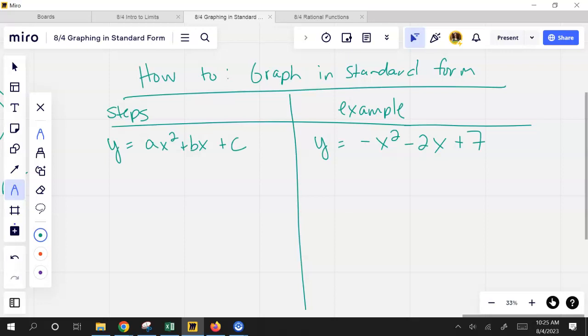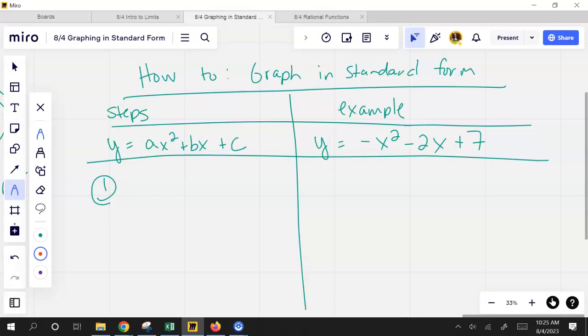No, the first, I'll put a number 1. This is just the example that we're doing, and it's in standard form. So step 1. All right, so the first thing, before we even do a step, let's do what we know. Tell me without graphing, without doing anything else, what do we know about this parabola?